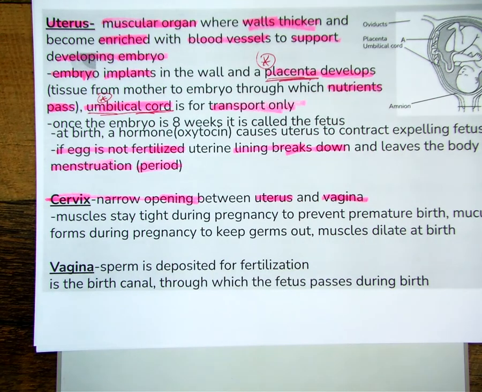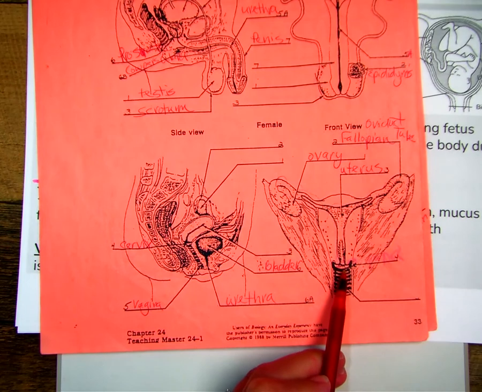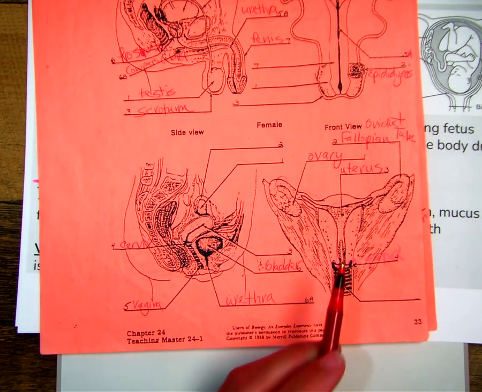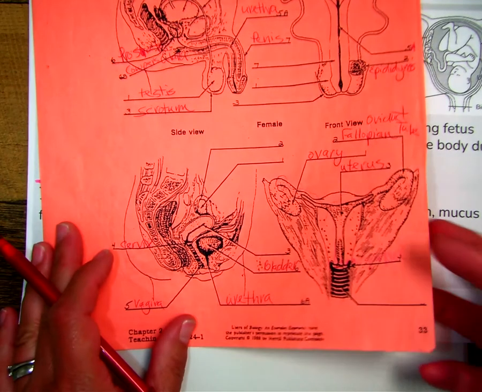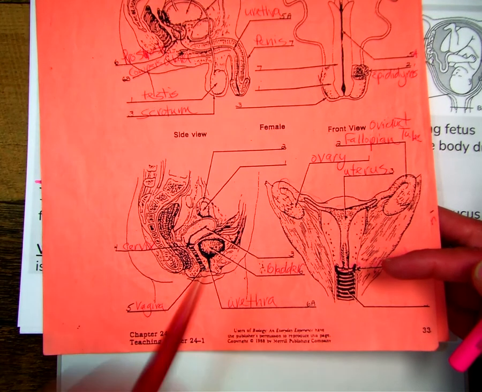Something forms there called a mucus plug. That always grosses kids out when I say that, but they call it a mucus plug. It's like a little membrane of tissue to keep out pathogens. All right? And then at the end of pregnancy, we're going to talk about this in development. You'll see it in the video.